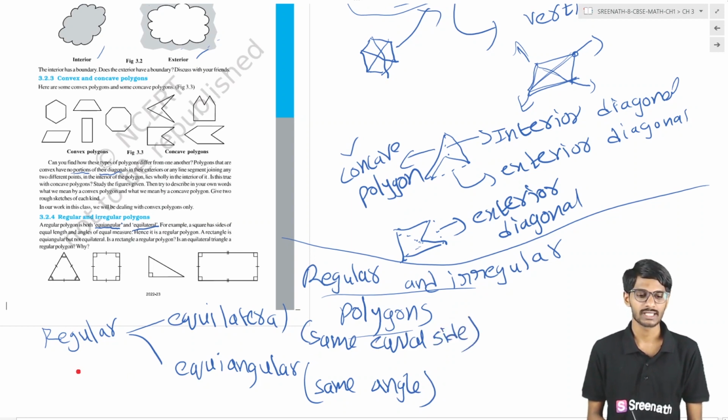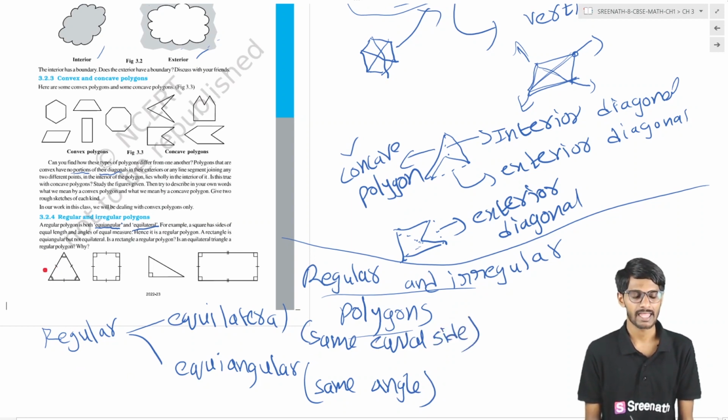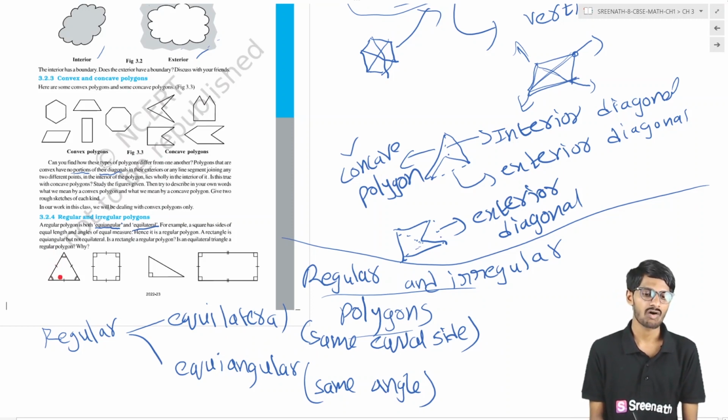Okay, suppose you take this equilateral triangle. In that triangle, the sum of all the angles is 180 degrees and each angle equals 60 degrees. So this angle is equal to this angle is equal to this angle. All the angles are the same, so we call it equiangular. And these three side lengths are equal, so we call it equilateral. So this is a regular polygon.